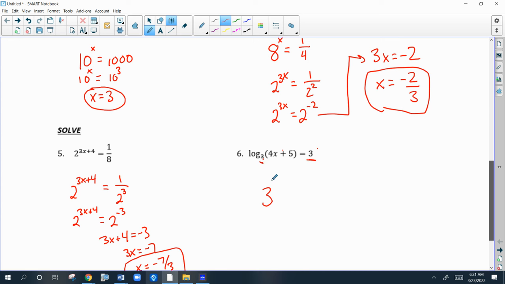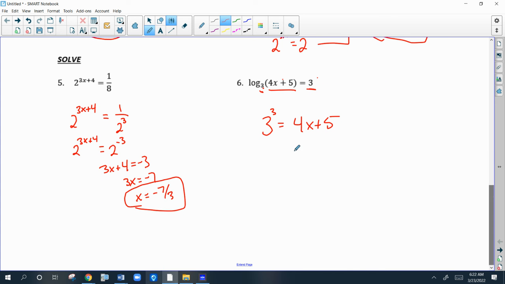to the third equals 4x plus 5. So 3 to the third is 27. So we have 4x plus 5 equals 27. We're going to subtract 5. And then we're going to divide by 4. 2 goes into both of those, so I'm going to reduce it to 11 over 2.